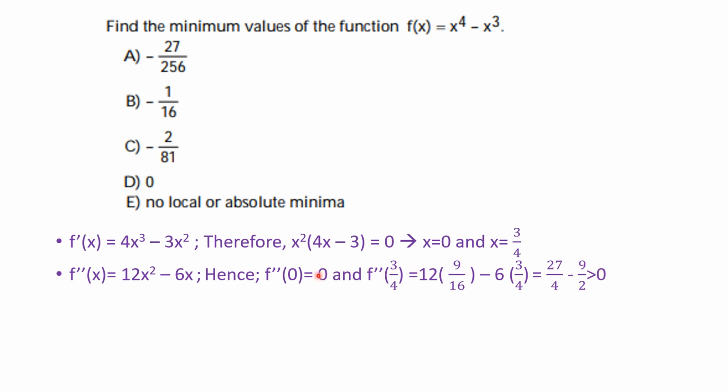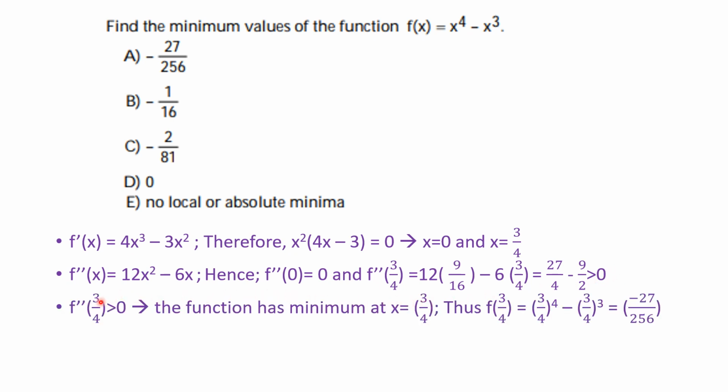One more time, if we just plug in 0 here, we can see that the coefficients are gone because we have a 0 in each term. So f double prime of 0 equal to 0. And for f double prime of 3 over 4, we have 12 and we replace x squared by 9 over 16, minus 6 multiplied by x, and in this case x is 3 over 4. That will give us 27 divided by 4 minus 9 divided by 2, and that's greater than 0.